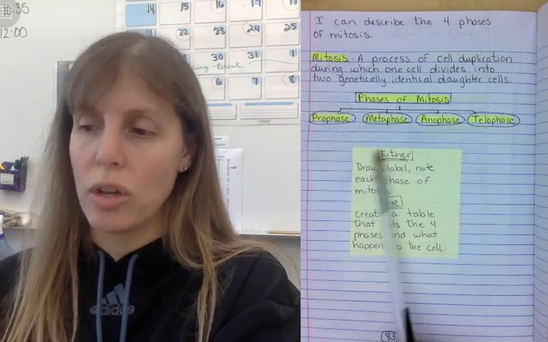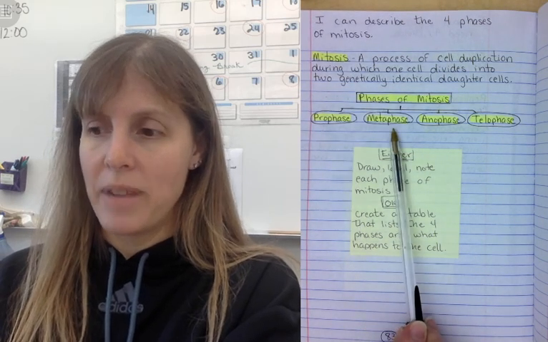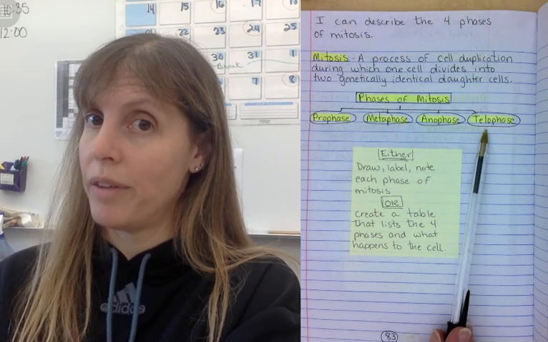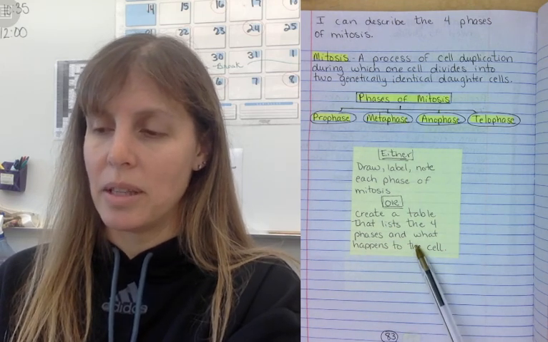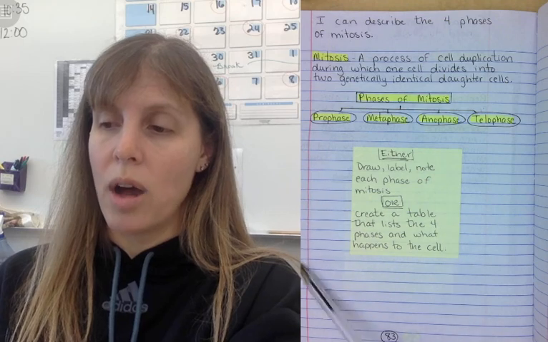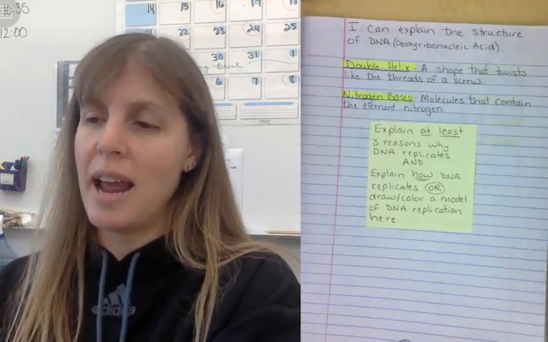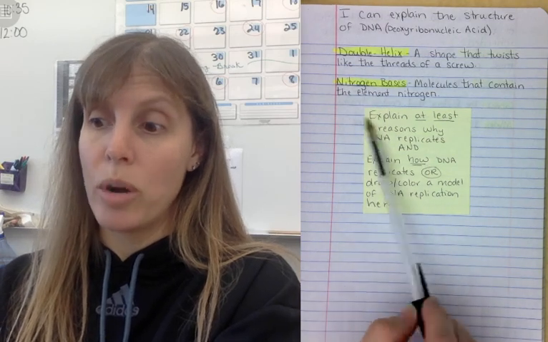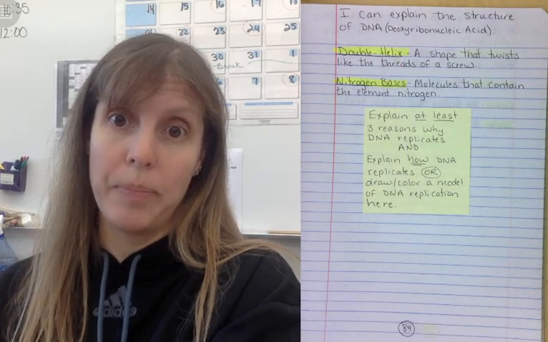You need to make sure that you have actually labeled and noted each phase of mitosis. Prophase, metaphase, anaphase, telophase, and those are in order of mitosis, right? So you should have the 4 phases and what happens to the cell, or draw and label a note about each phase of mitosis, and you should be able to recognize what happens there. And then for DNA, you should be able to explain and name the 4 nitrogen bases, okay, and just describe the double helix shape, okay?